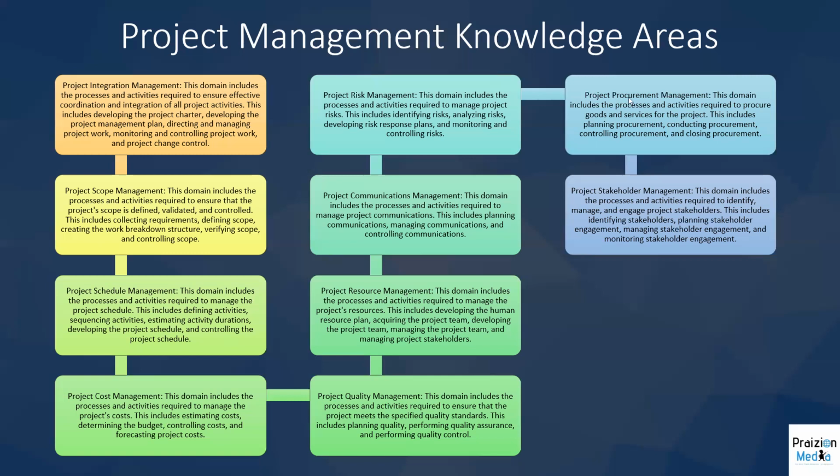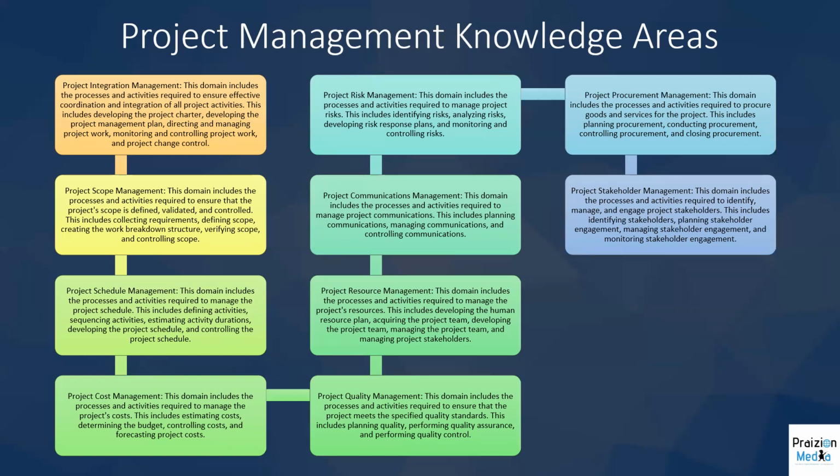Project procurement management involves selecting a seller or sellers, awarding a contract, and managing the contract in order to get the work done. And lastly, we have stakeholder management, and this includes processes and activities required to identify, manage, and engage stakeholders. Now, when we say engaging stakeholders, it's a softer word than managing stakeholders. So we generally say engage our stakeholders.